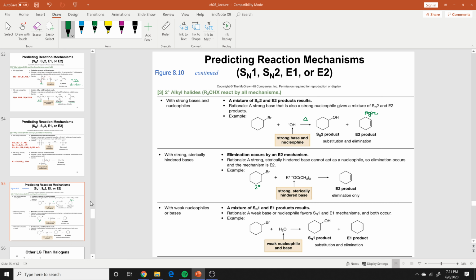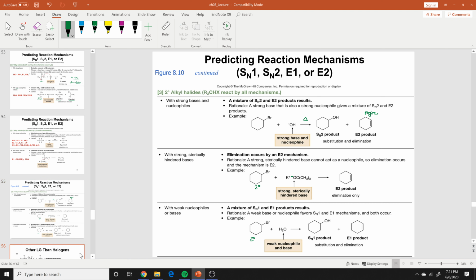Now I am limiting myself to the E2 here because this is negative, it's a strong base. So if it's a strong base, then it can be either E2 or SN2. If it is not a nucleophile, it's definitely an E2 elimination. Now with weak nucleophiles or bases, this guy is going to be a weak nucleophile. This is secondary. It has to go by both SN1 and E1 products.